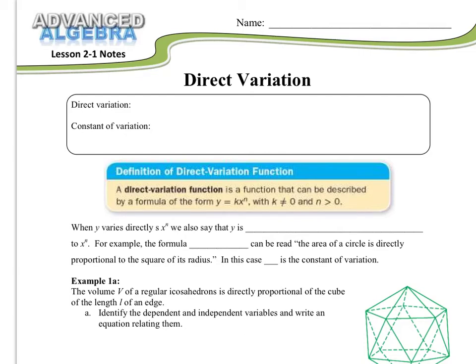This is the beginning of Chapter 2. Chapter 2 is about variation and graphs. So how do things relate to each other and then their graphs. For Lesson 2.1, it's about direct variation. So things are going to relate to each other directly.